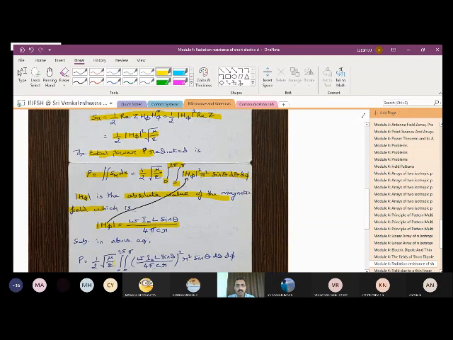P is equal to 1 by 2 root of mu by epsilon taken outside, 0 to 2 pi, 0 to pi. The component of H phi, what is that? Omega I naught L sine theta divided by 4 pi CR. So that is squared. So we have taken omega I naught L sine theta by 4 pi CR whole square, R sine theta d theta d phi. This is what you are going to get.